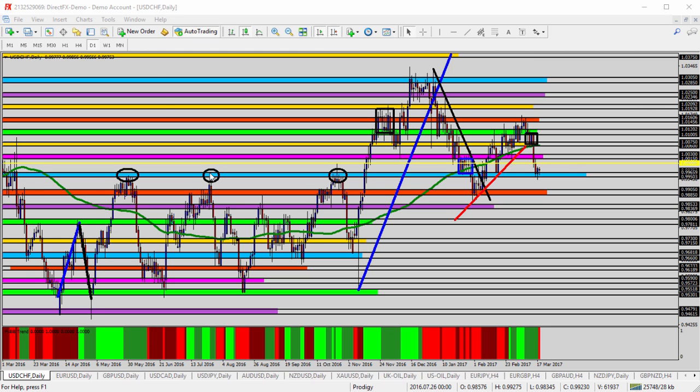There's one thing I want to point out here on the daily time frame: the blue shaded area just underneath the parity level. If you look in the middle of the chart, there's a yellow horizontal line. That is the parity level, 1.0. Well, just underneath, there is this blue shaded area between 99.65 and 99.50. What's important about that is the historical nature of this level.